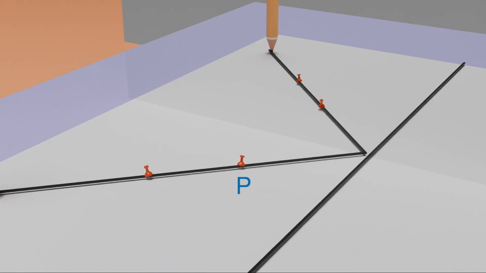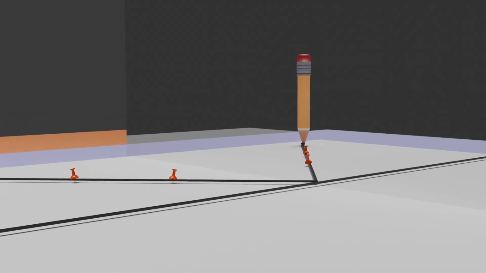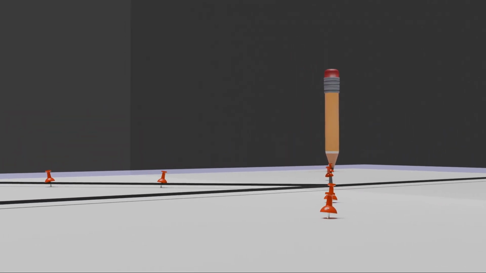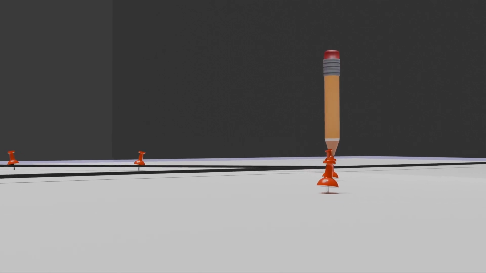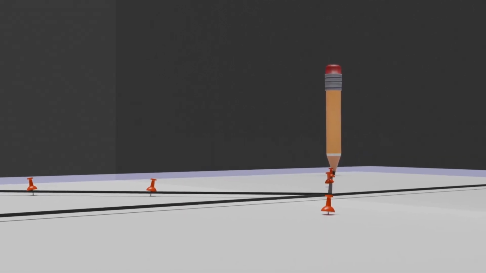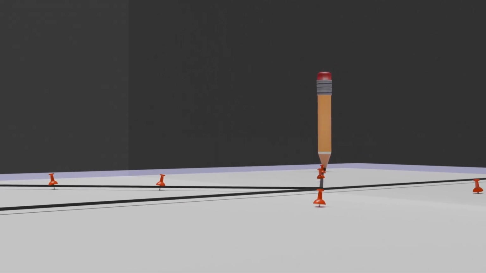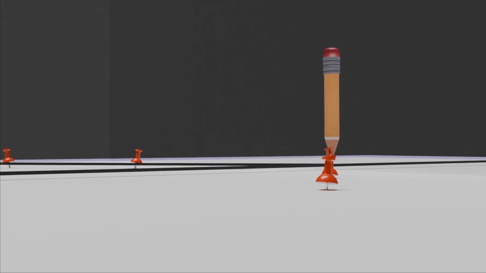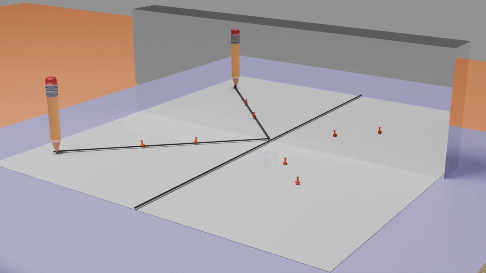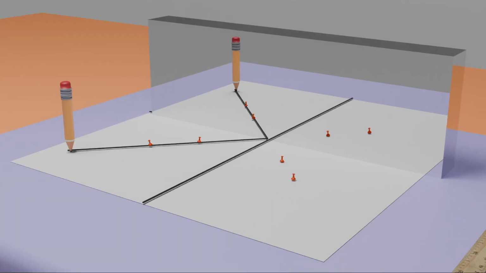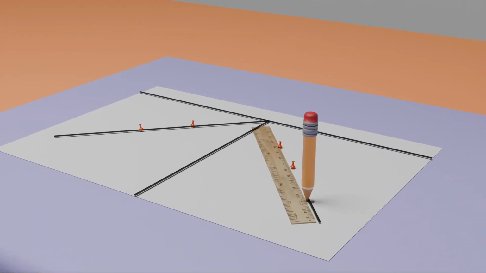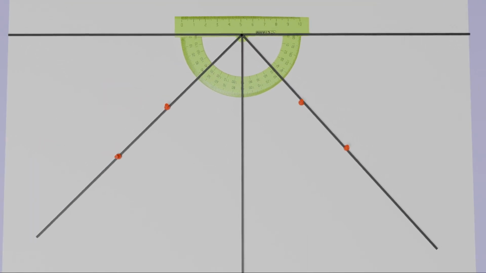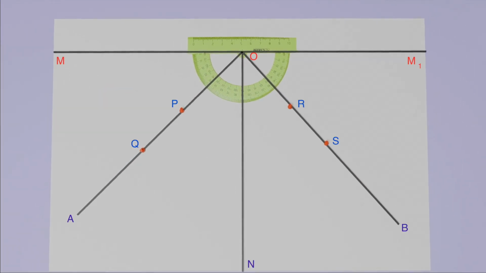Fix 2 pins at some distance on that line. Observe the reflected line and place 2 more pins so that they appear to coincide with the reflected line in the mirror. You can remove the pins and draw a circle over the points if you wish. Draw a line OB passing through points R and S. This line represents the reflected ray.